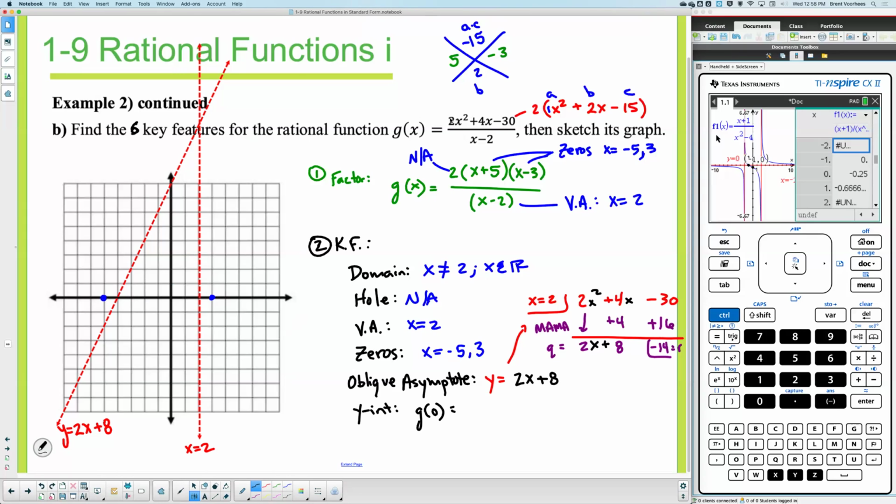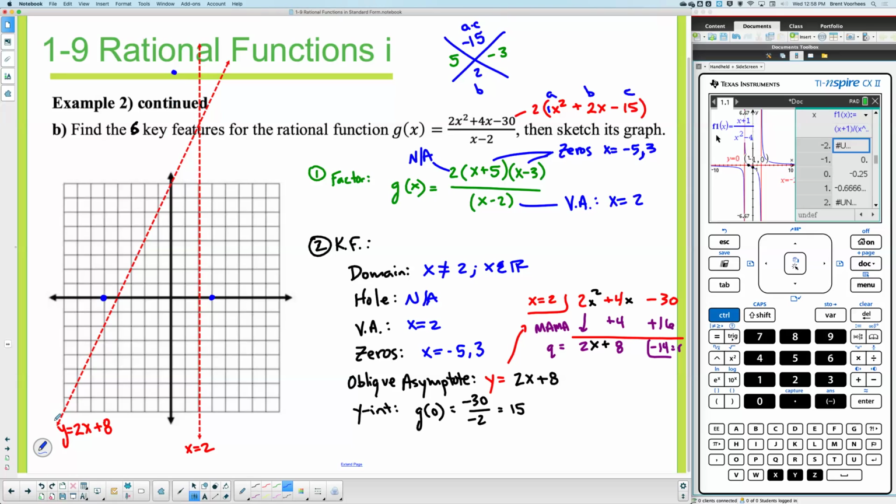When you plug in 0, this cancels, this cancels, this cancels. It's -30 divided by -2. What's -30 divided by -2 going to equal? 15. So it will hit somewhere up here. I don't know where 15 is. It's probably somewhere in this general range.